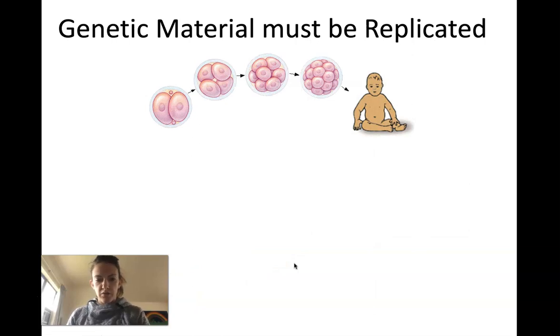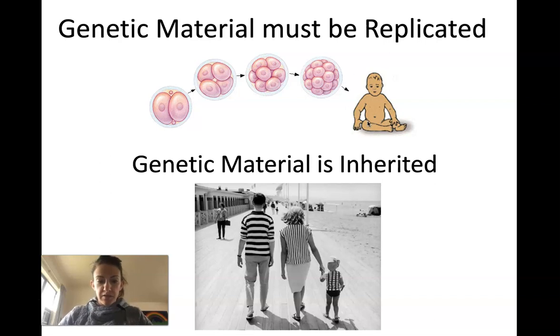Okay, so because all of your cells have the same DNA, you have to replicate that DNA because you need to go from one single fertilized egg cell into a 30 trillion celled person like you are today. So each time that a cell divides, it has to replicate its DNA. Genetic material is also inherited, right? So if you are making new organisms or thinking about yourself, right? You inherited genetic material from the egg and sperm that made you. So you have to think about replicating DNA and inheriting that DNA.